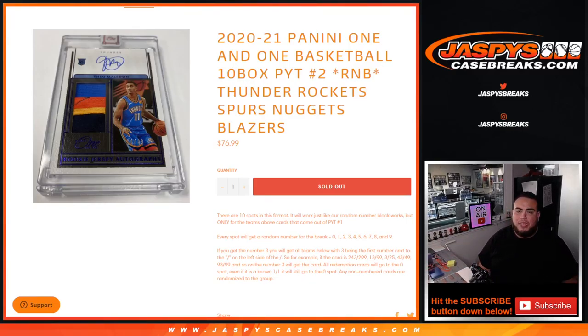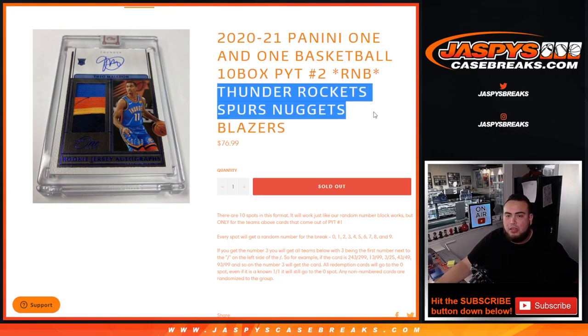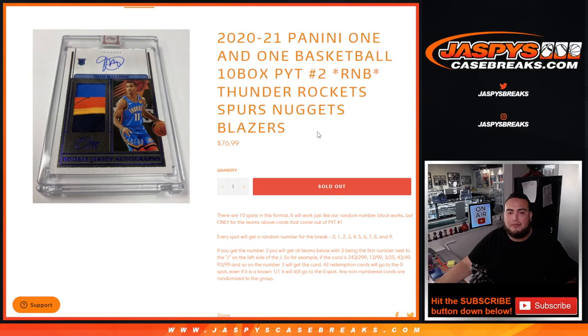2021 Panini 1-1 basketball Pikachu number 2 sells out with this last random number block for the Thunder, Rockets, Spurs, Nuggets, and Blazers. And again, you get a piece of all of these teams for a fraction of the price you would have paid for all of them. Remember, we go by the first number on the left side of the serial number dash. And again, any 1-1s go to spot 1, any redemption go to spot 0, and any non-numbered cards are randomized to the group, including any downtown potentials.